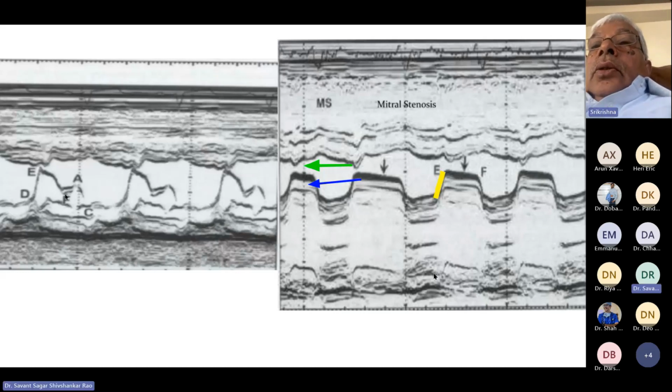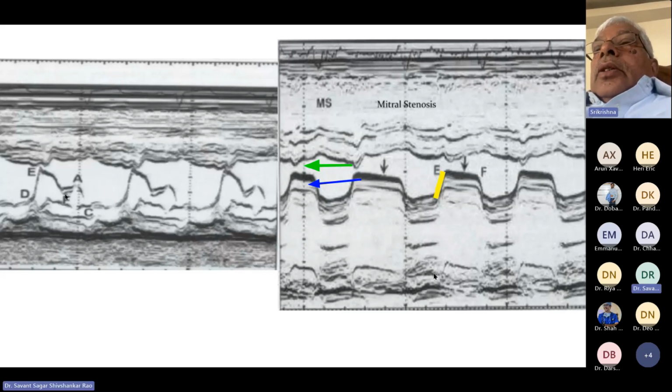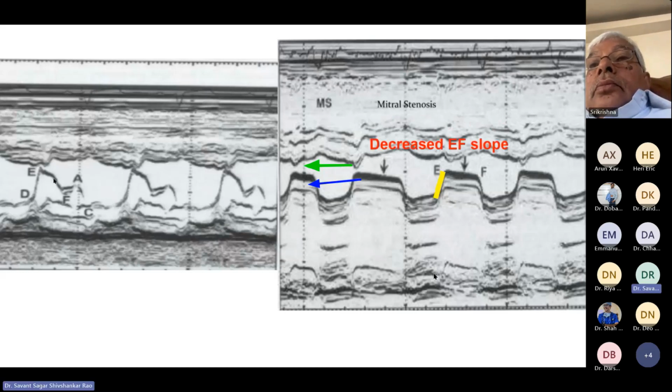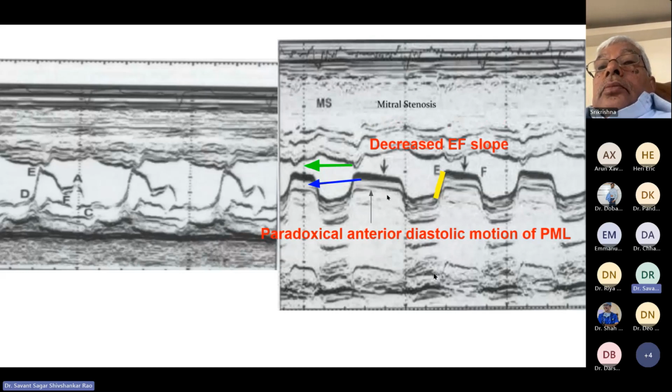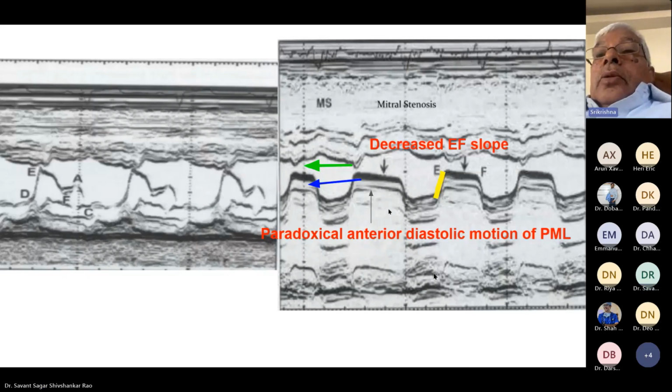I have mentioned that. So it's not the D and E slope; it is the EF slope. This is the decreased EF slope, as you told, sir. And this is the paradoxical anterior diastolic motion of the posterior mitral leaflet. These are the two classical pictures of mitral stenosis.